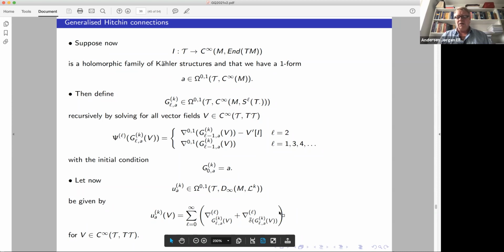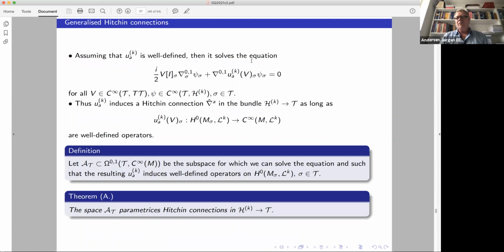I can use Laplace-Borel resummation, provided I have certain real analyticity of the one form I start with. And if that's the case, then I will actually solve this equation here. So I will actually get induced Hitchin connections this way. This allows me to make a definition. I can look at the subspace of one forms for which I can solve all of the iterative equations and such that the resulting operator is well defined on holomorphic sections. And so that A_T then parameterizes Hitchin connections.